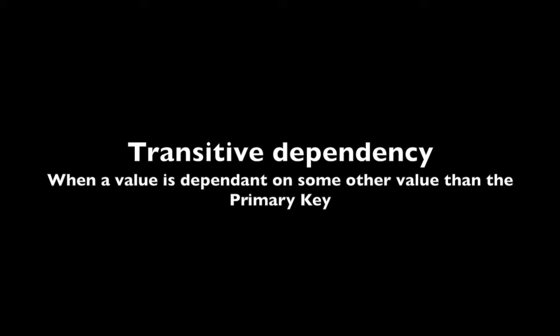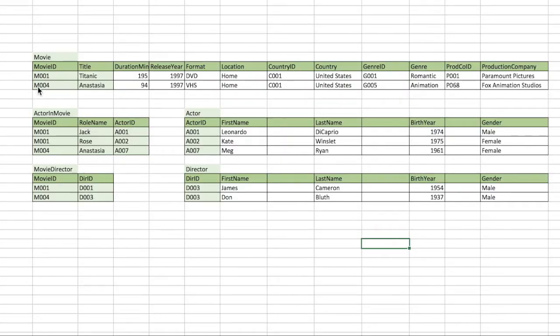And so we make it to the third normal form. In order for a table to be at the third normal form, there can be no transitive dependencies. When a value has a transitive dependency, it basically just means that a value is dependent on some other value than the primary key in the table. Okay, so we know that movie ID determines the title, the duration minutes, release year, format, and location of our movie.